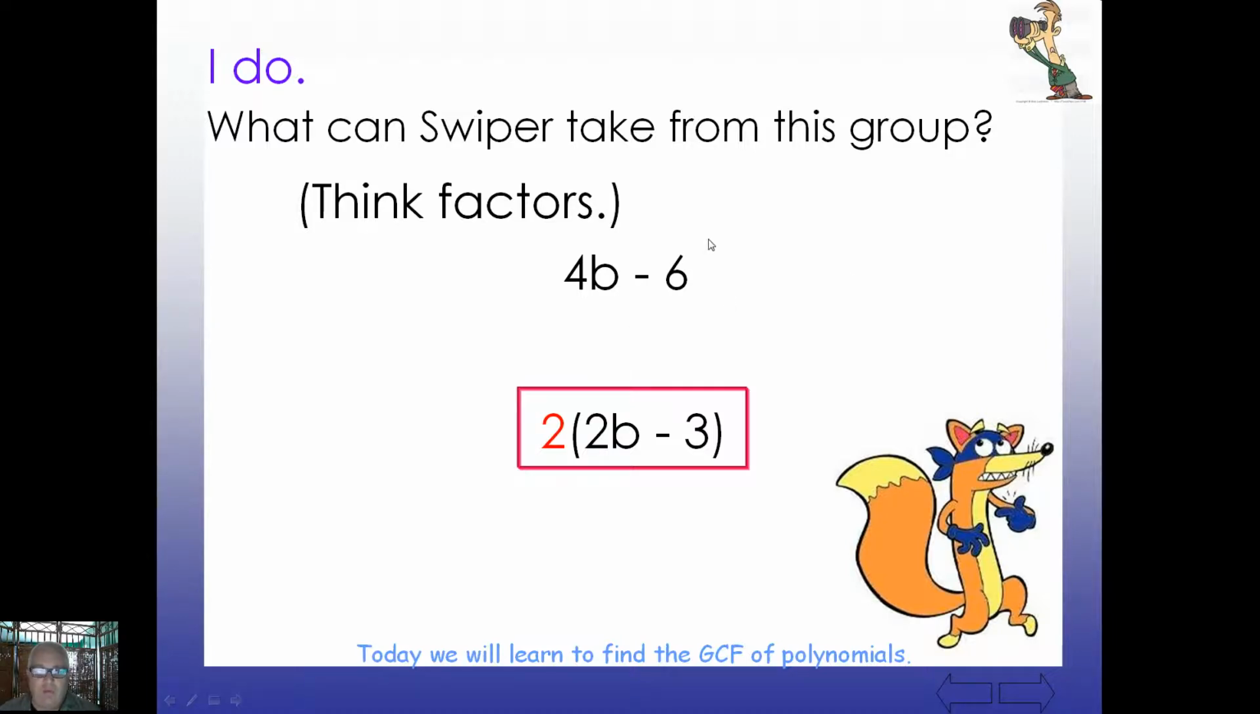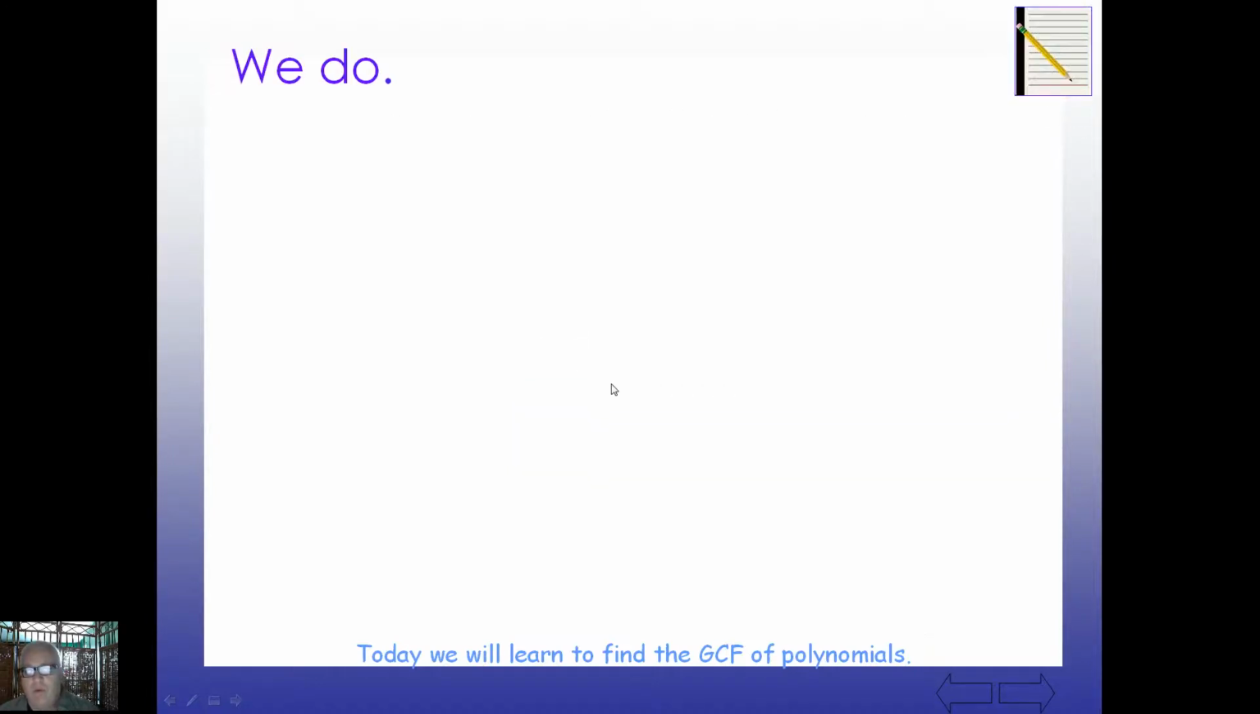If you divide both 4b by the number 2 and you divide negative 6 by the number 2, you're left with 2b minus 3 here inside parentheses. And this that we took out here in red, this is the greatest common factor. So we look for what they have in common, and we essentially divide that out or pull it out to the front.